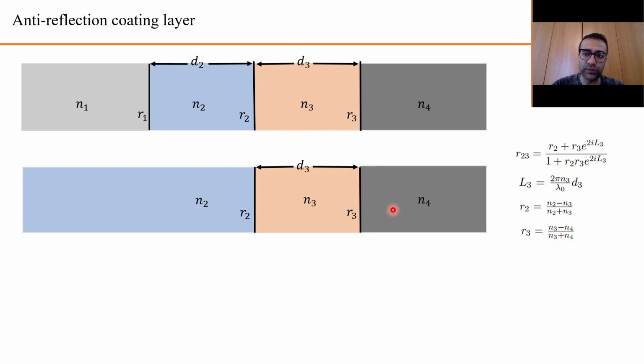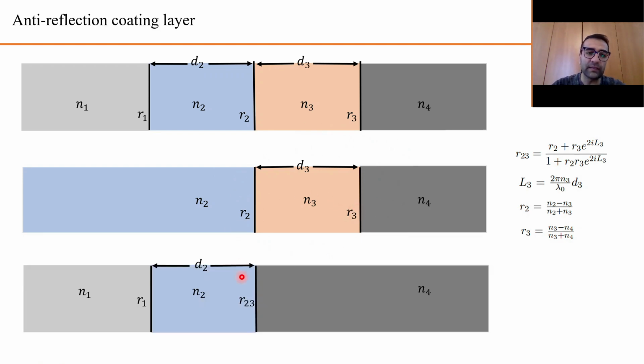Now that we know the total reflectivity from this thin layer, we can squeeze this thin layer and define it as an interface whose total reflectivity is R23. Now we have two interfaces, R1 and R23, with N1 here and N4 here, and the refractive index is N2. This time again, what will be the total reflectance based on the previous results?